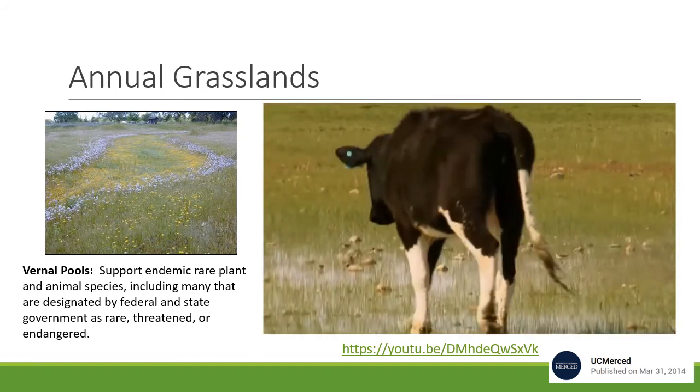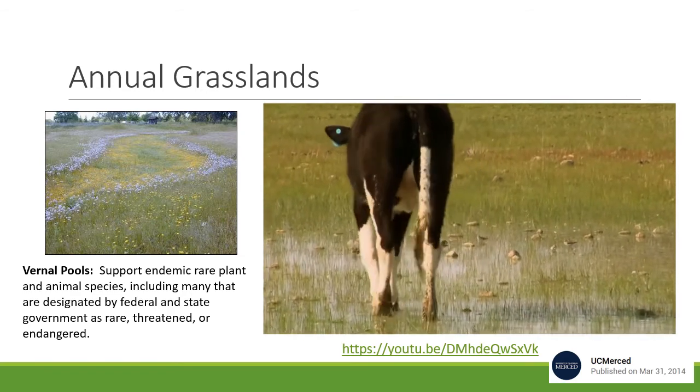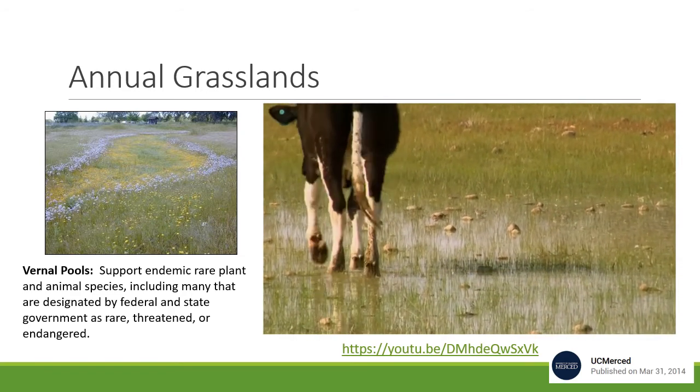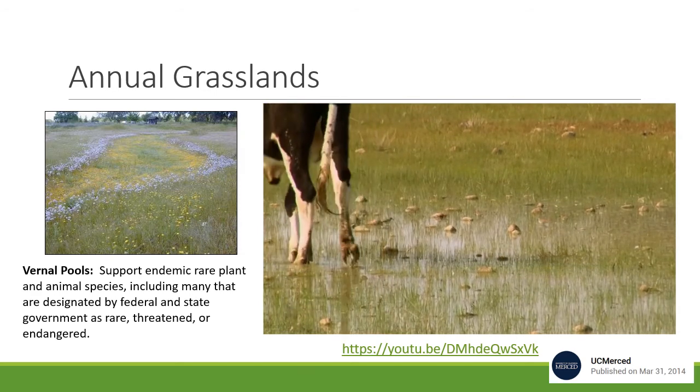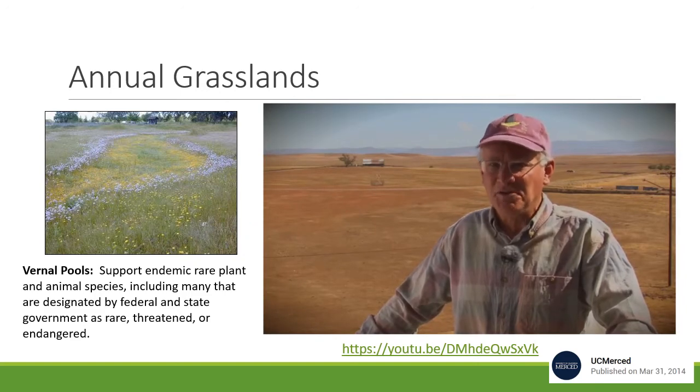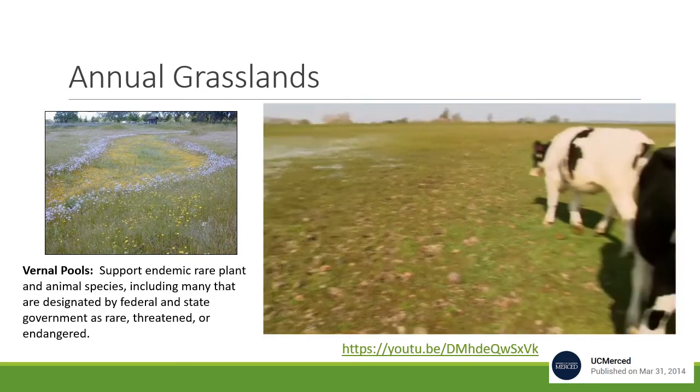And it's been found that the cattle, through their grazing, where we have vernal pools, will graze down that grass and allow the native herbaceous flowers to grow and flourish. The cows are a net benefit, and their grazing is good, especially for maintaining the vernal pools.